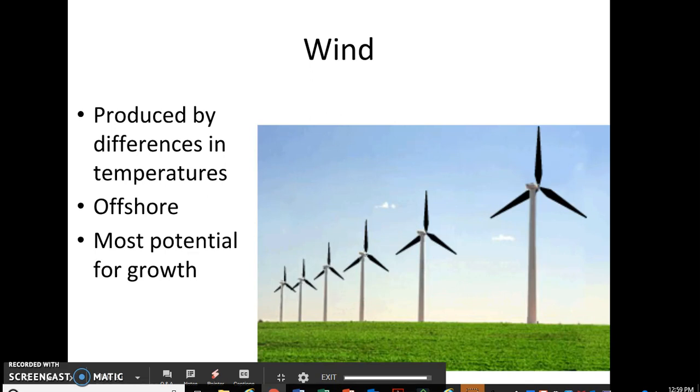Now, one big potential for growth that we have with wind is that offshore potential. If you think about going to the beach, you often go there because it's cooler, because there's a constant wind. And the reason why we have that constant wind offshore is because of the difference in temperature and how the land and the ocean cool at different rates. So that's going to pretty much always provide some type of wind just offshore of the beach. Other big places that you might see wind are on the tops of mountains or in our Great Plains areas. So we do have a lot of potential for growth with wind.